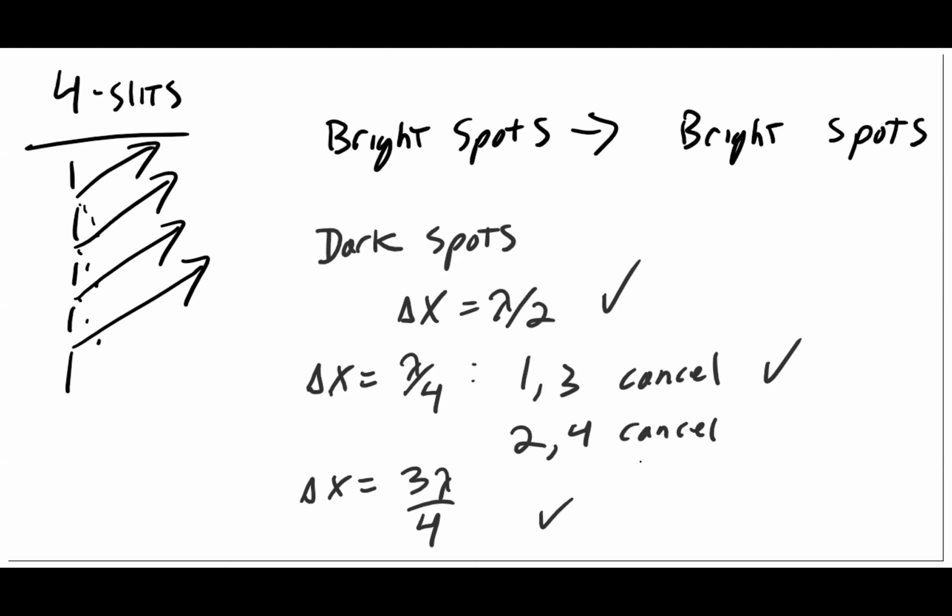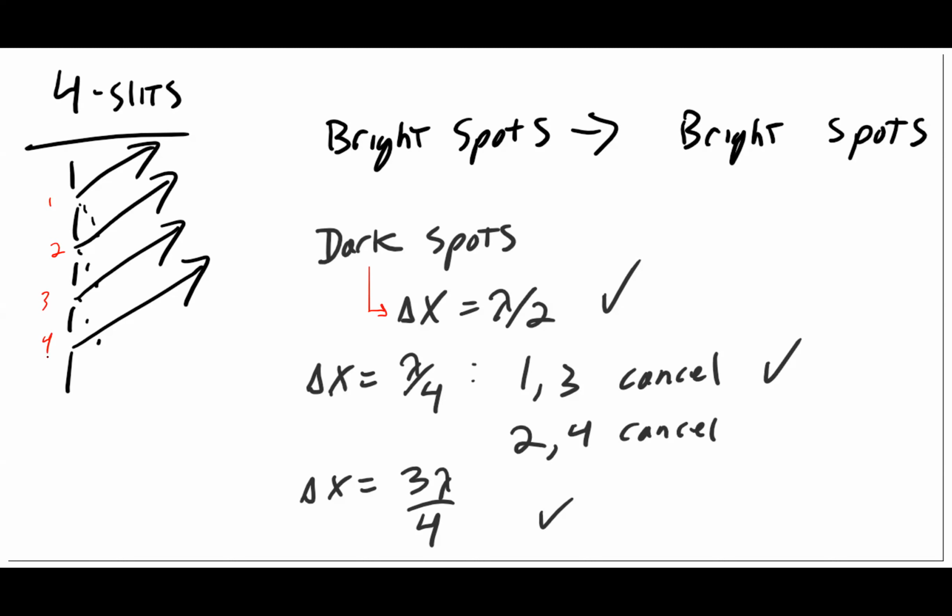I can try to see how this trend goes. If I have 4 slits now, my argument about bright spots should still hold: if 2 neighboring pairs are interfering constructively, then all 4 should be interfering constructively. Now I have a dark spot where delta x is lambda over 2, because now slits 1 and 2 will cancel out, and slits 3 and 4 will cancel out.